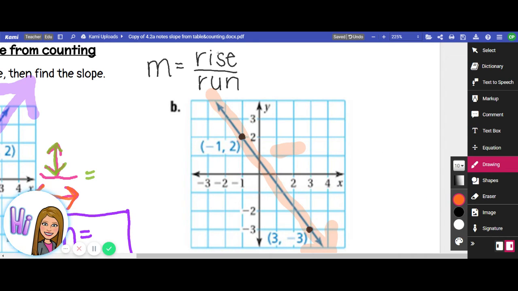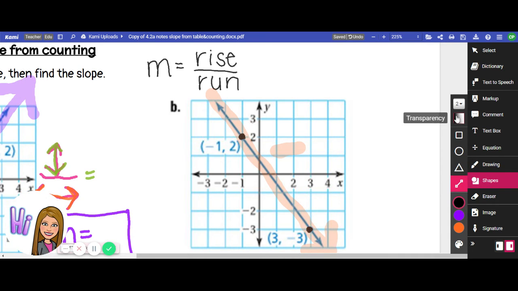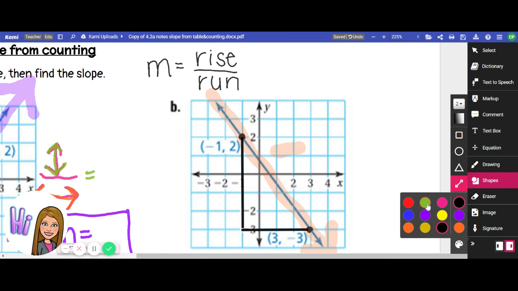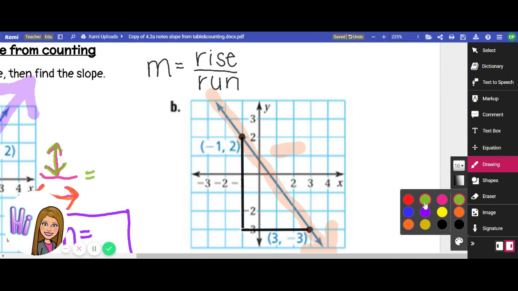So the next thing I want to do is think about my rise and my run. This time I'm actually going to use the line tool. I'm going to draw a line from my beginning point, which is the one that is furthest to the left, so -1, 2 is my furthest one to the left. And I'm going down to -3. And then I'm taking a turn and running from -1 over to +3. Now we can figure out by counting our rise. I'm going to go back to drawing our rise, which is how far did we go up or down. Probably help if I put the thickness. Not chubby.